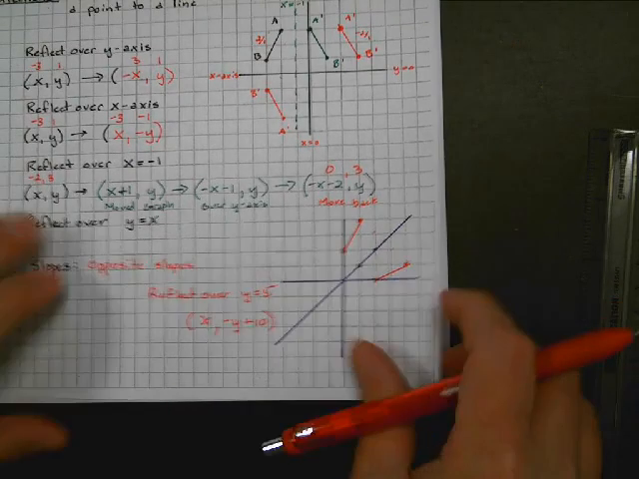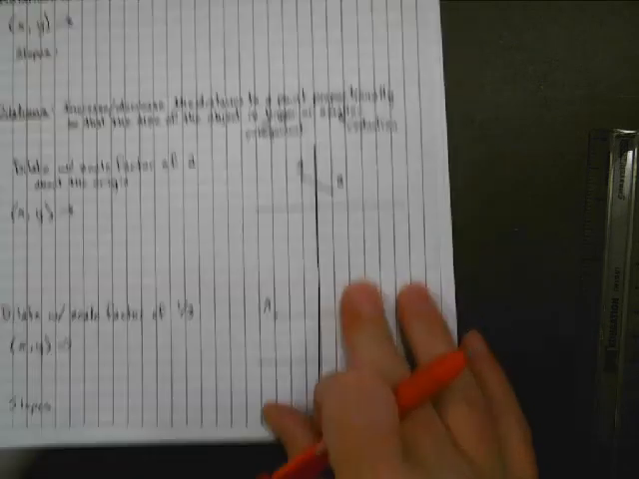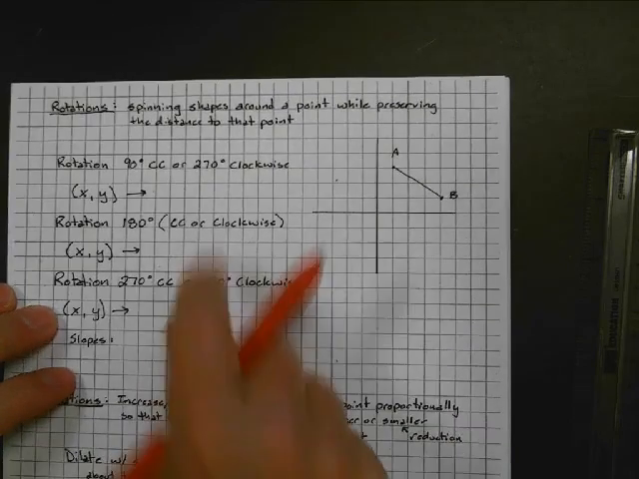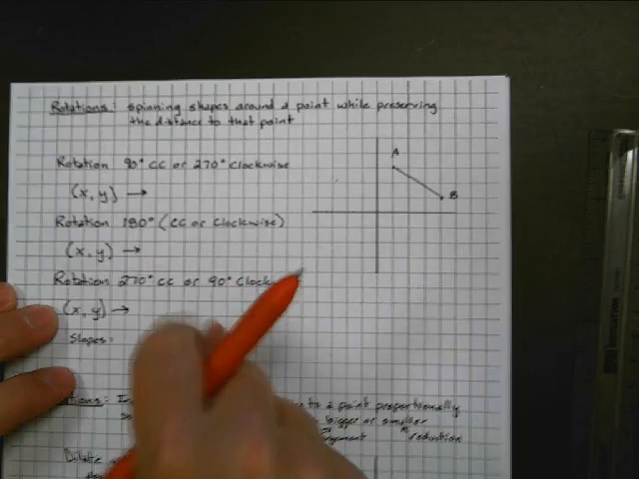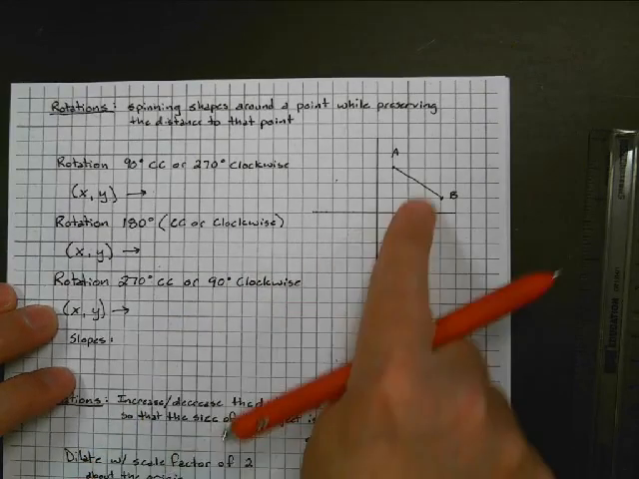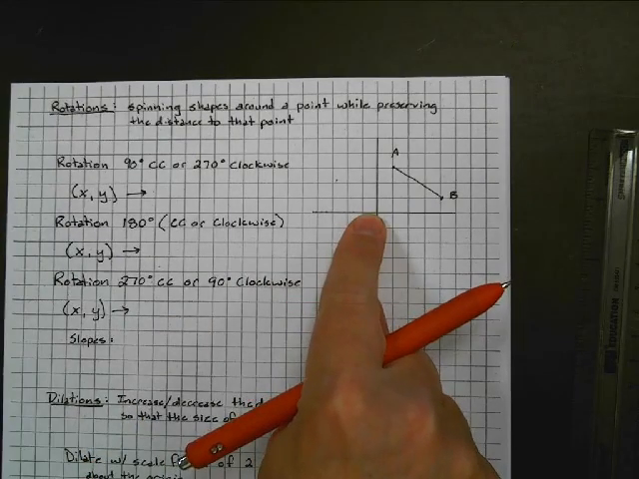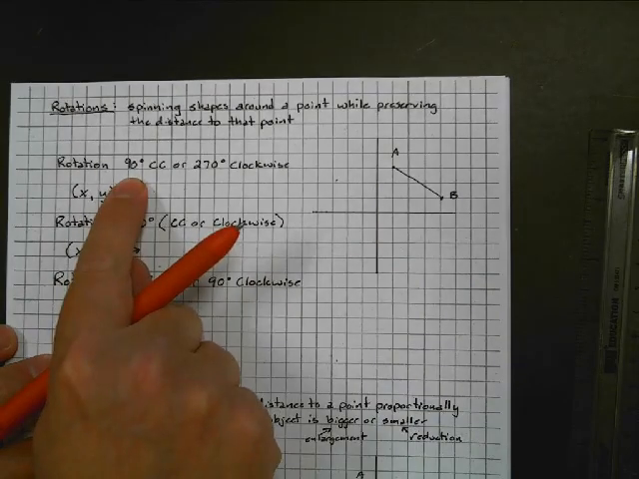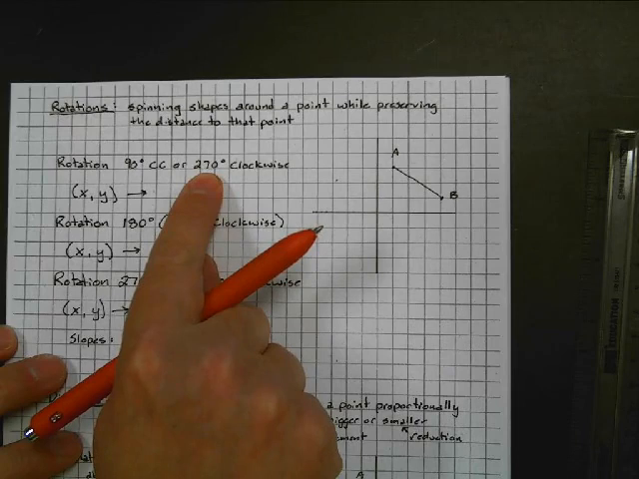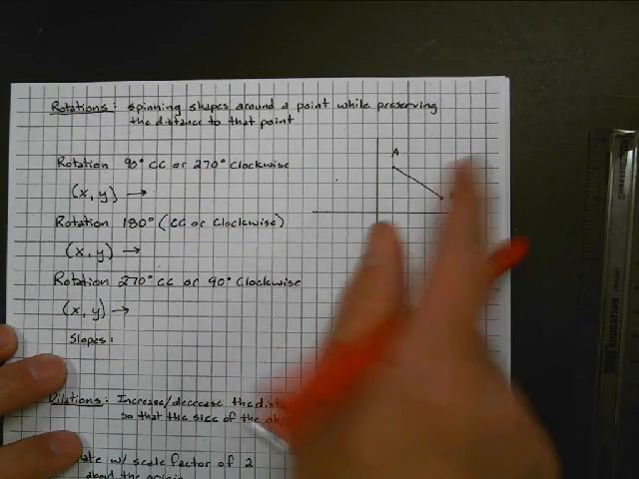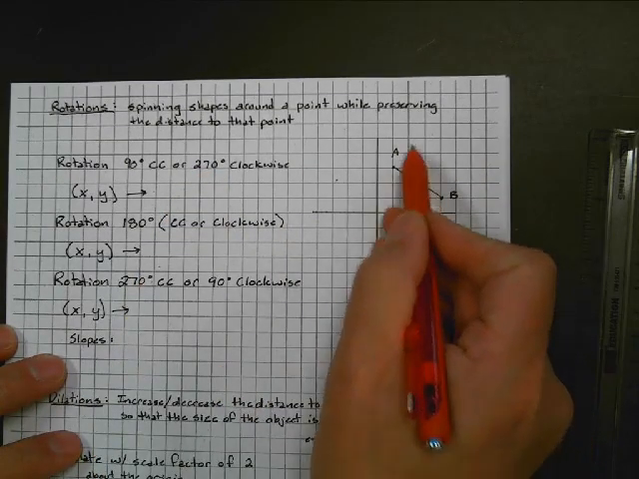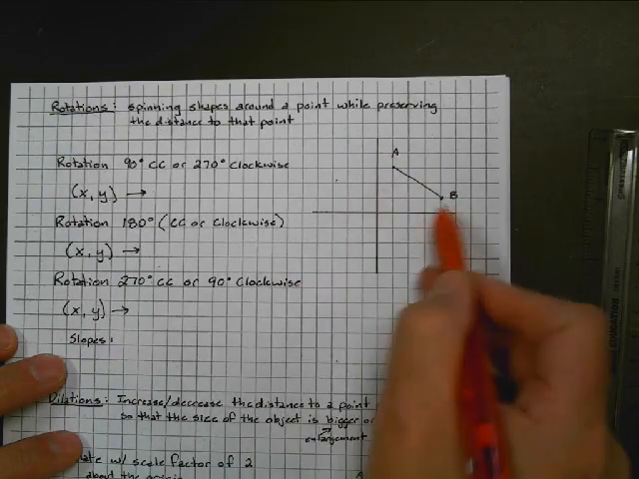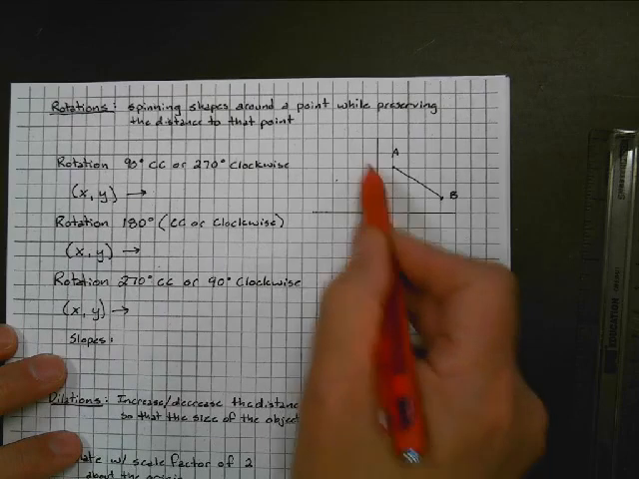Okay, so there's your reflections. Let's go to our third one, a rotation. So in a rotation, we are spinning a shape around a point. So we're going to preserve the distance to a point. The last one we were preserving to a line, now we're going to do it to a point. So if I want to go 90 degrees counterclockwise or 270 degrees clockwise, what I want to do is I want to take this shape and spin it this direction. So basically anything in this quadrant is going to end up in this quadrant over here.